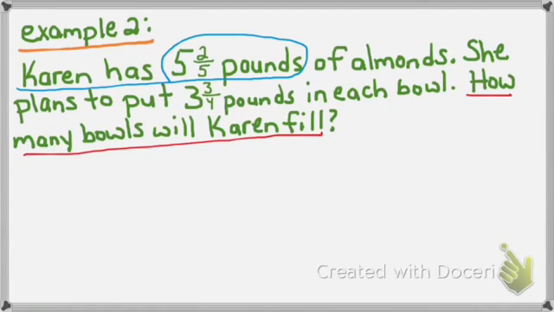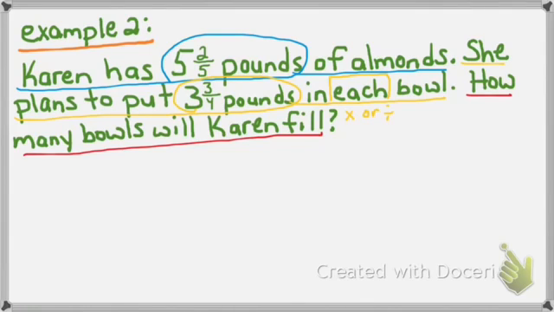What do I know? I know that Karen has 5 2/5 pounds of almonds. Picture that. She has a big bag of almonds and it says 5 2/5 pounds. She plans to put 3 3/4 pounds into each bowl. So I picture she has some bowls out on her table and she's going to put 3 3/4 pounds into each bowl. Interesting, I see the word each. And I know in a math problem when I have each, it's either going to be a multiplication or a division problem. How do I know which it is?